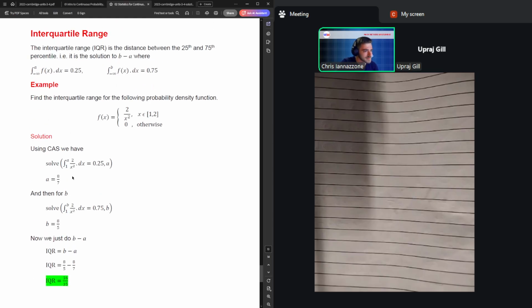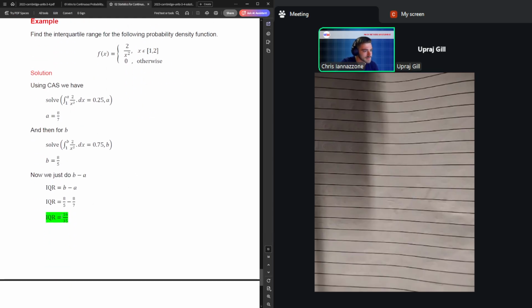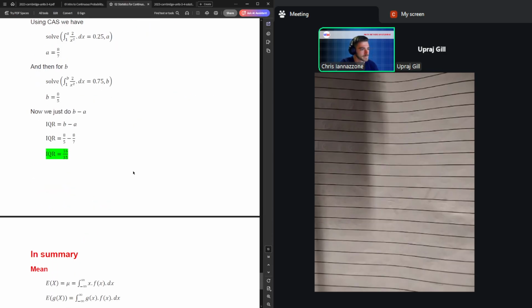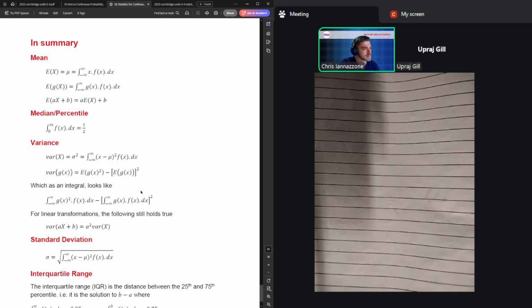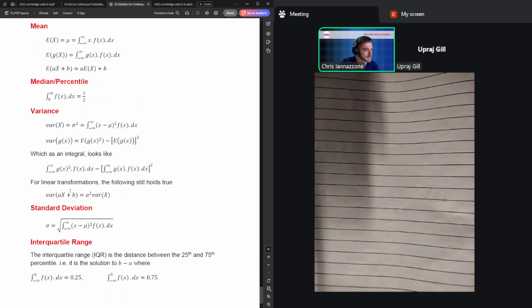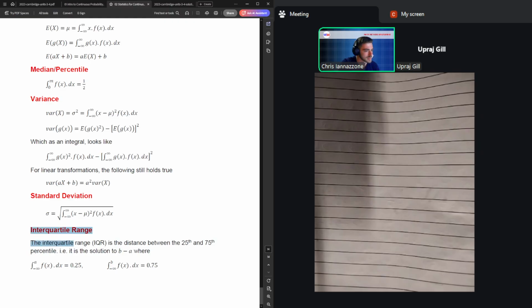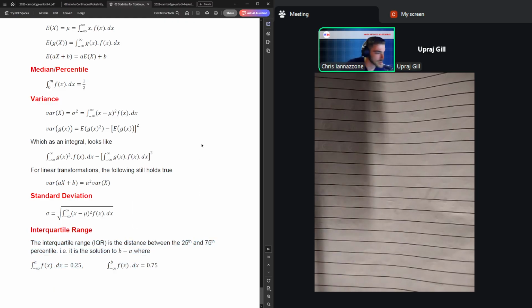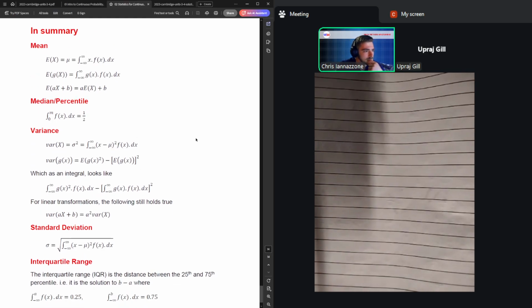Yeah, so no real new math except for the fact that you're putting a subtraction between two percentiles. And there's the big summary sheet. You got your mean, you got your median slash percentile stuff, variance, standard deviation, and interquartile range. The new ones, of course, being the median and the application of it, which is the interquartile range. Anything in there worth diving deeper into?